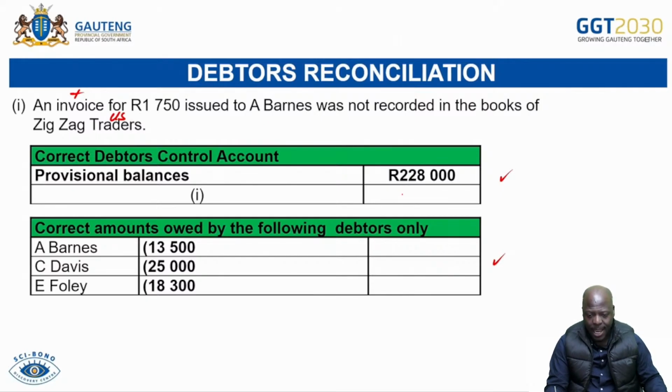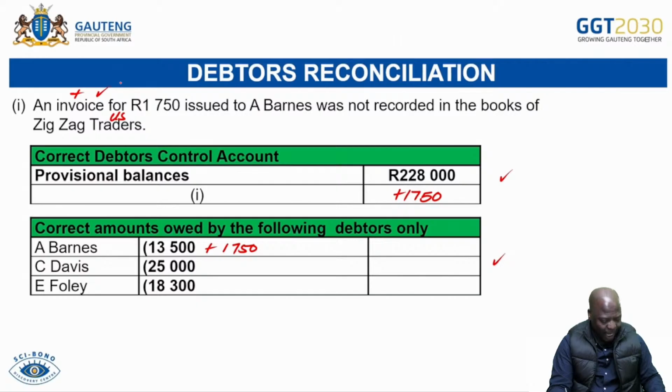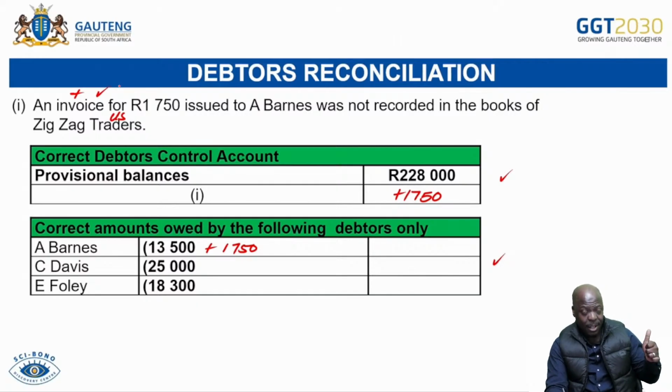So I come in and I say plus what? Plus 1,750. And I come to who? Mr. Barnes. And I say on Mr. Barnes, plus 1,750. So I'm adding 1,750 all the way through. I add 1,750 in the debtors control, and I add 1,750 to the balance, because it's an invoice, which is a plus that was not recorded. Can I go to the next one? Are you ready? Let's go.